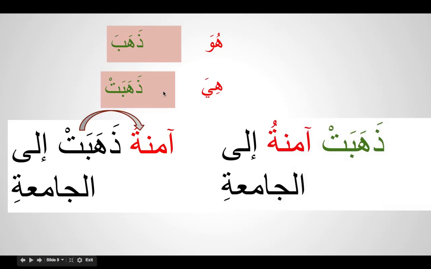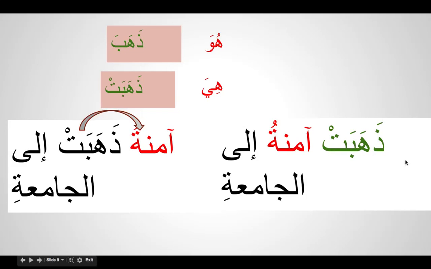Let me give you another example so it gets clear in your mind. If I say Aminatu dhahabat, Amina went to the university. But Amina is coming before the verb, so this cannot be a fa'il. So this becomes a mubtada, and this part of the sentence, which is a jumlatul fi'liyah, comes as a khabar. Dhahabat represents here, and that goes to Amina, but that is not called a fa'il.